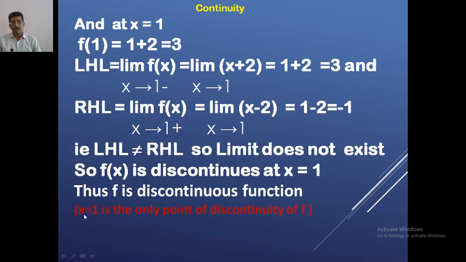Remember, x equal to 1 is the only point of discontinuity of the given function. This function is continuous except at x is equal to 1. At the point x equal to 1, this function is discontinuous. And this x is equal to 1 is called the point of discontinuity.